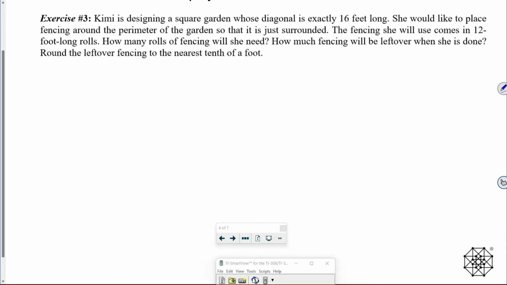Kimmy is designing a square garden whose diagonal is exactly 16 feet long. She would like to place fencing around the perimeter of the garden so that it is just surrounded. The fencing she will use comes in 12-foot long rolls. How many rolls of fencing will she need? And how much fencing will be left over when she is done? Round the leftover fencing to the nearest tenth of a foot.